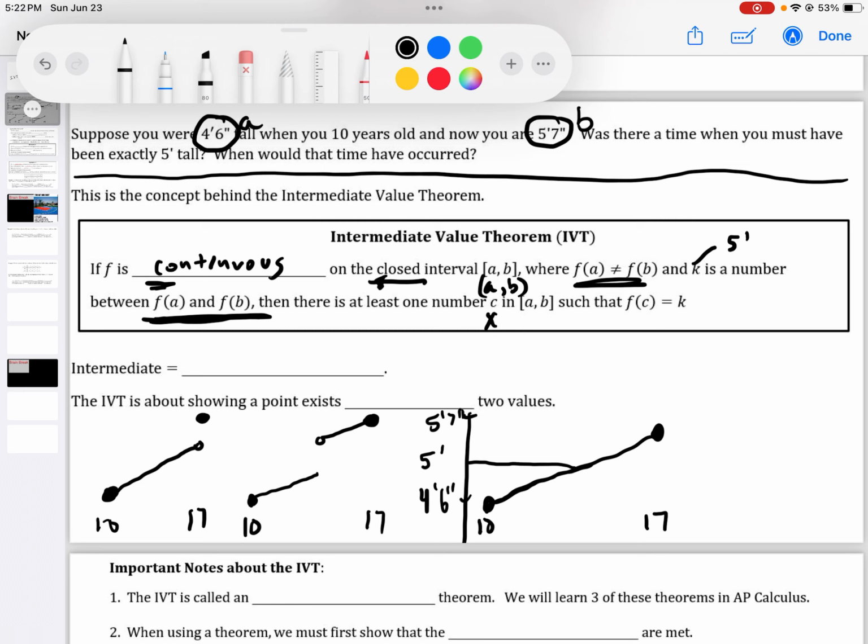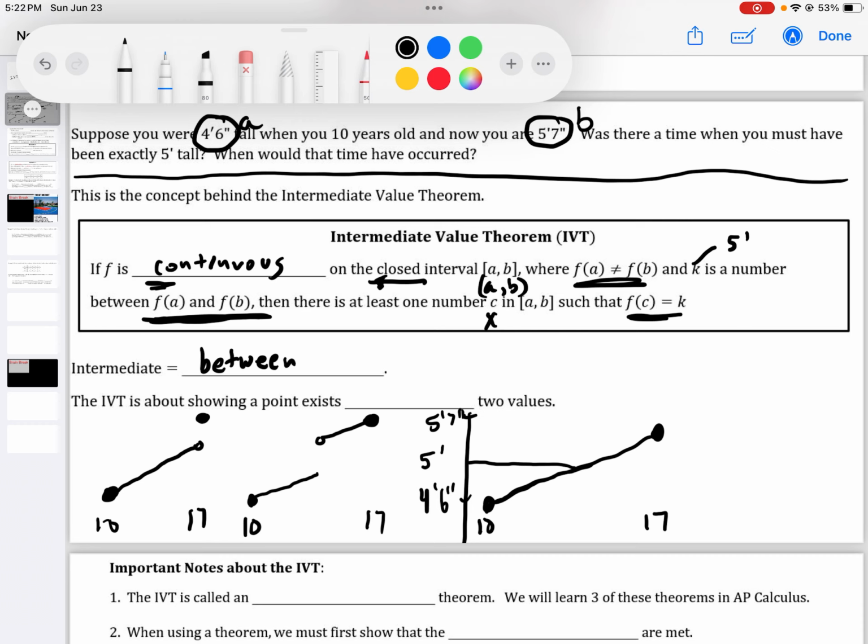There has to be at least one number c, so that's the time when you were 5 feet tall. All right, so it says f of c equals k. The word intermediate means between. That's the big idea.